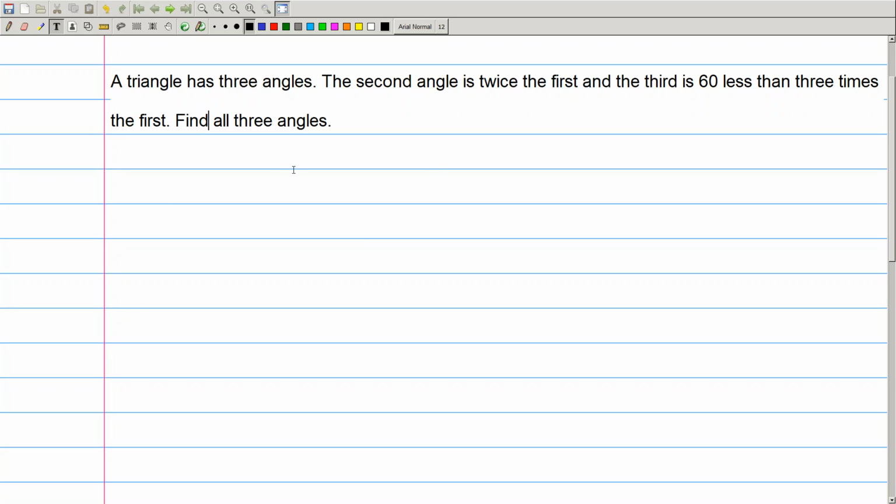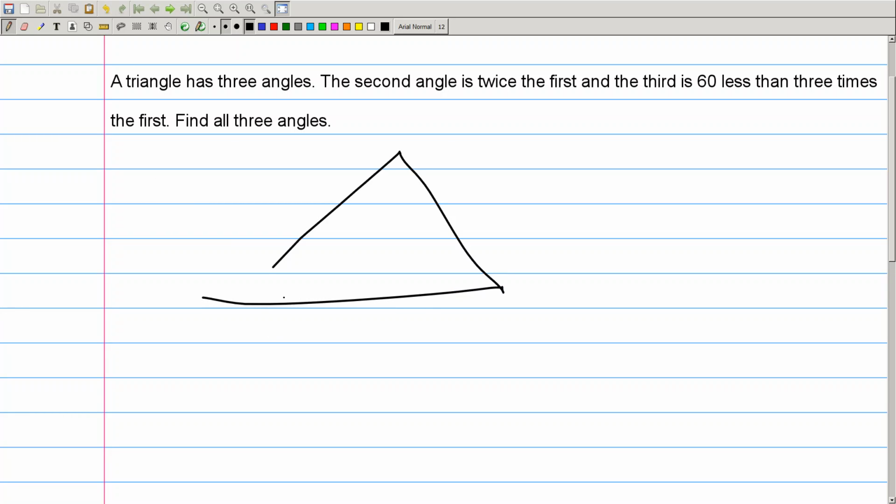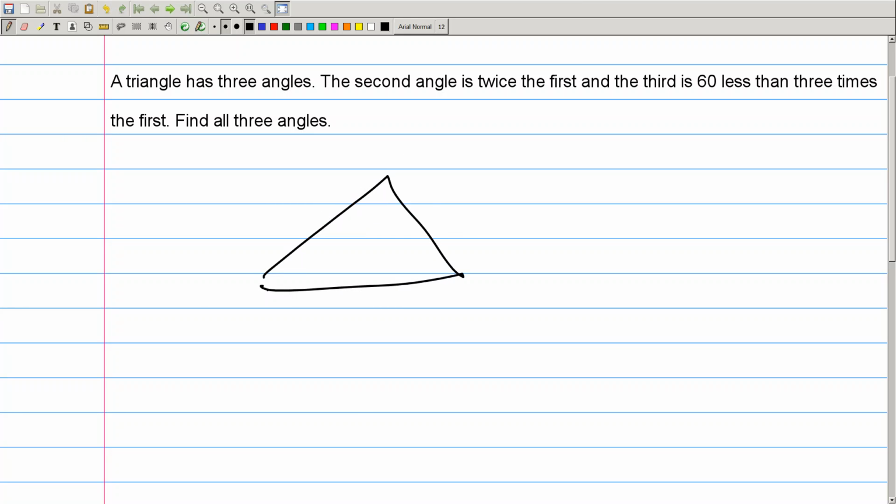Find all three angles. Okay, so I'm going to do my best to draw a triangle, and that is obviously not a very good triangle. This happens routinely in class. Let's say that's a triangle. I don't know why, but I just can't draw a decent triangle in one shot. I can draw a decent circle, but I can't draw a decent triangle at all. Now, anyways, the first angle is x. The second angle is twice the first.